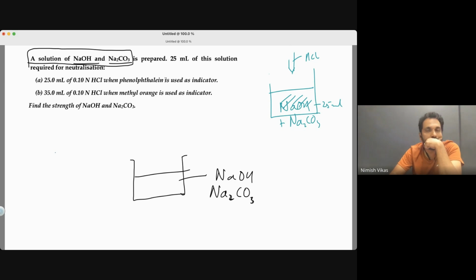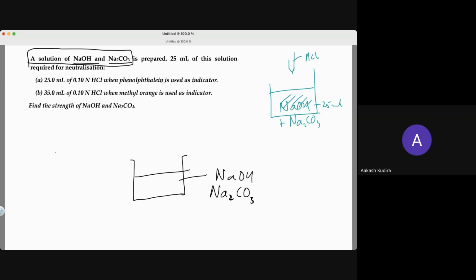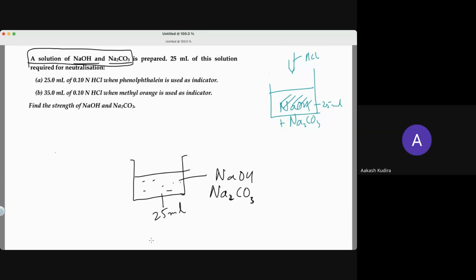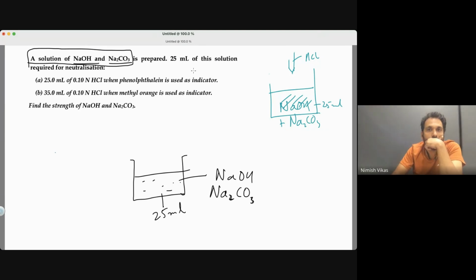Then 25 ml of the solution is required for neutralization. Slowly, slowly. So 25 ml, right? Is it okay? Yes, sir. 25 ml of this solution is required for neutralization. You can add 'required for neutralization' at the end over here. They did not want to use it twice while typing, therefore they have written it like this. 25 ml of this solution required what?